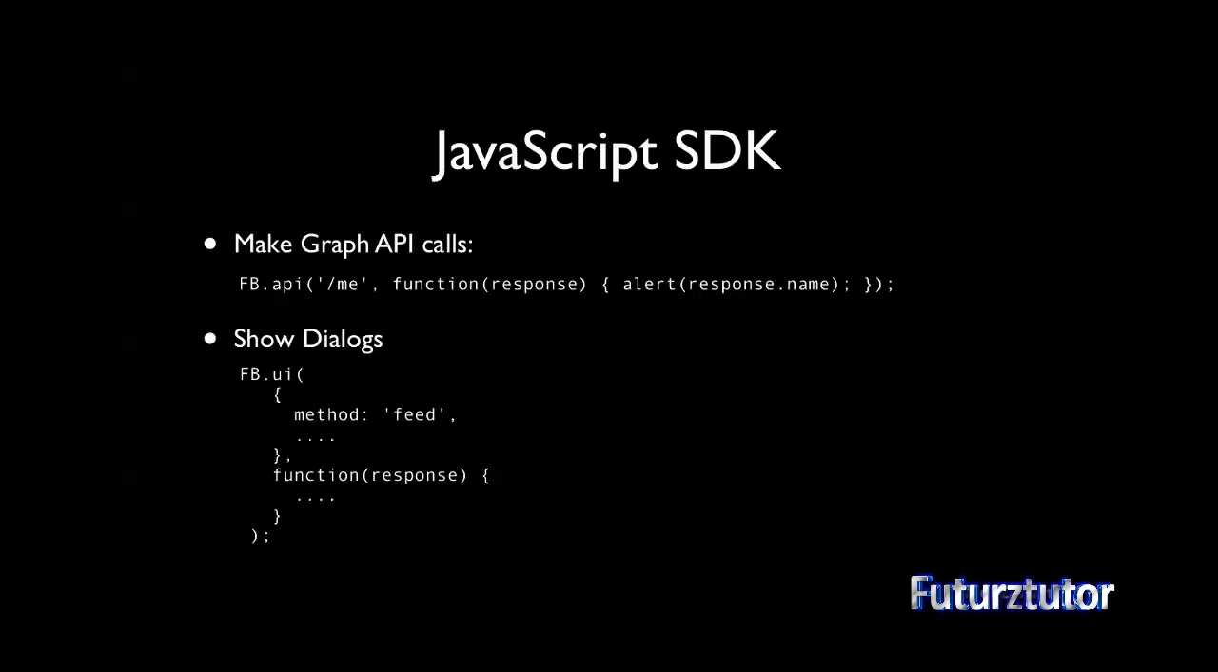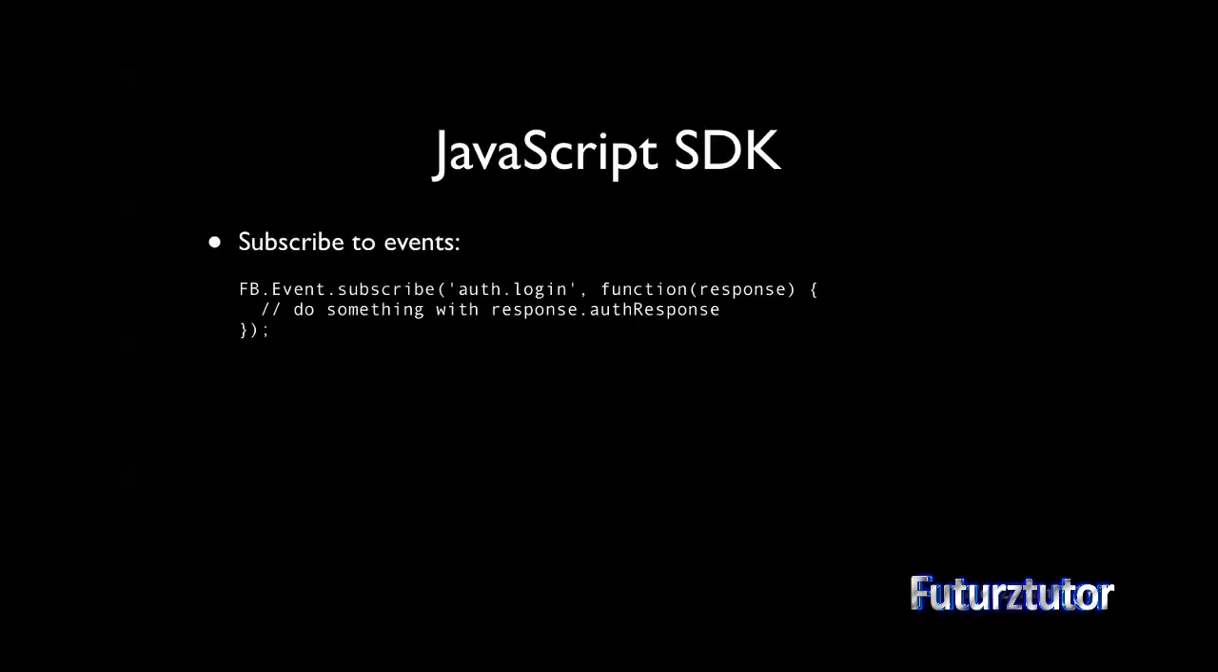There are various functions within the JavaScript SDK which allow us to make Graph API calls and to show dialogues, along with supporting other features of the API, including, for example, subscribing to events. The ability to subscribe to events will allow you to create applications which react to the login of a user or a change in state or other events which are actually triggered by the Facebook API.